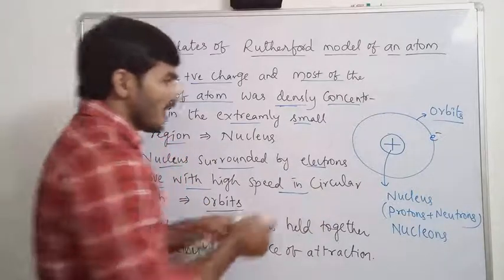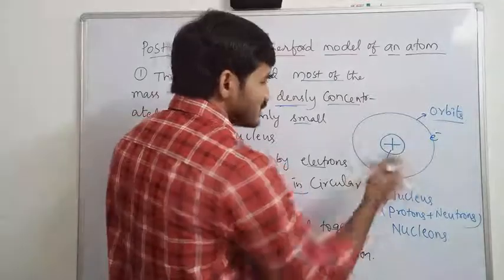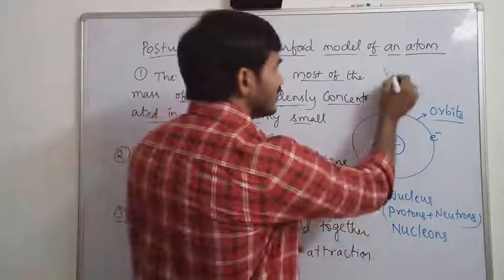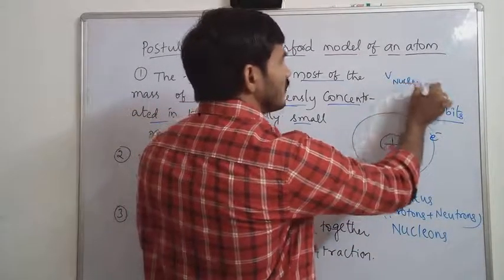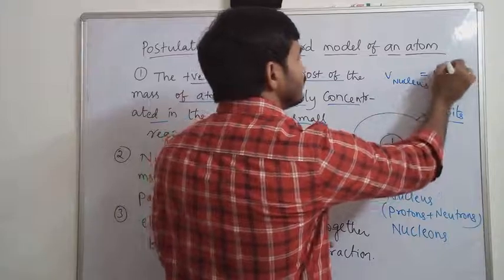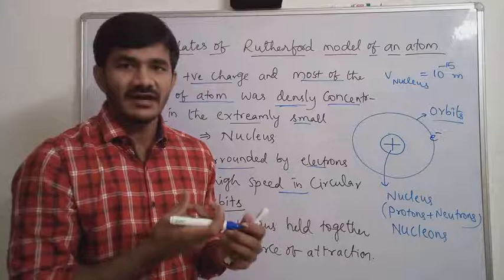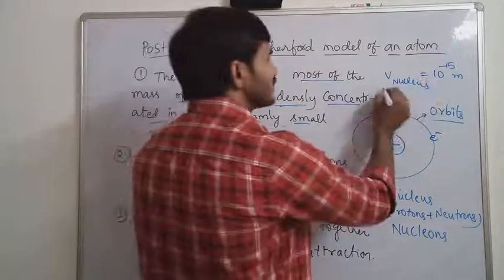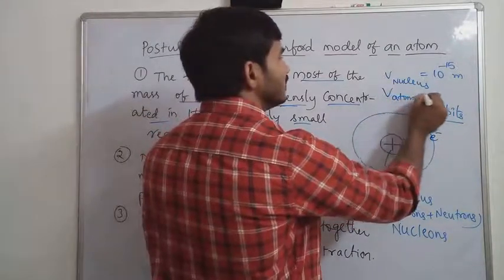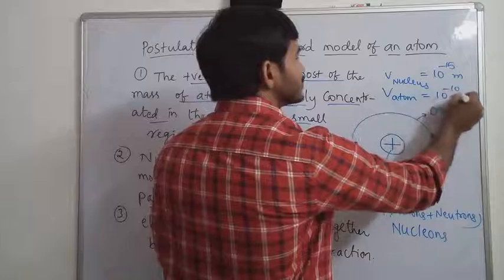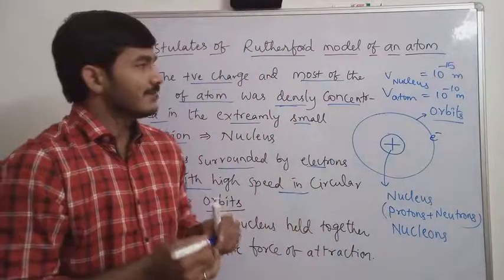And the size of the nucleus is very small. The size of the nucleus is around 10 power minus 15 meters. The size of the atom is around 10 power minus 10 meters.